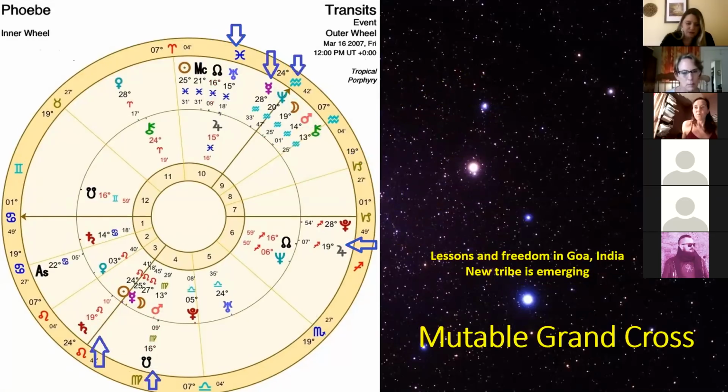March 16th, 2007. We're just a month later. You're still home from India. But now the transiting Uranus is conjunct natal Jupiter in Pisces, activating it again. But now we have Venus opposed to natal Uranus. So here's natal Uranus at 24, and Venus here at 28.